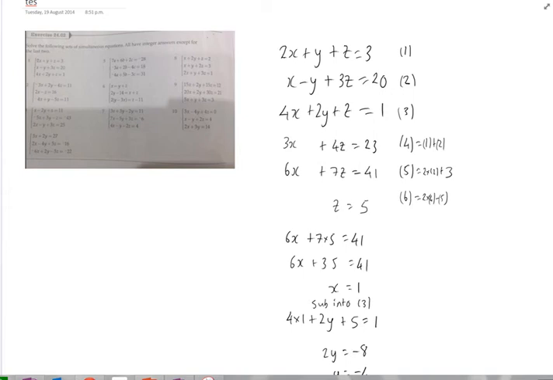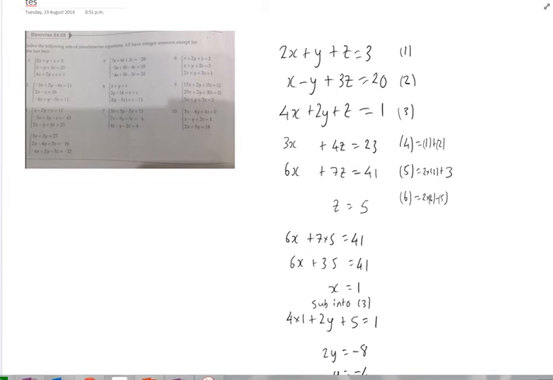Now I've eliminated the y variables. It's just time to eliminate one more of the variables. The easiest one here is to eliminate the x. So if I multiply equation 4 all by 2, I'm going to come up with another equation. And what I'm going to do is multiply that by 2 and then subtract 4 from 5.